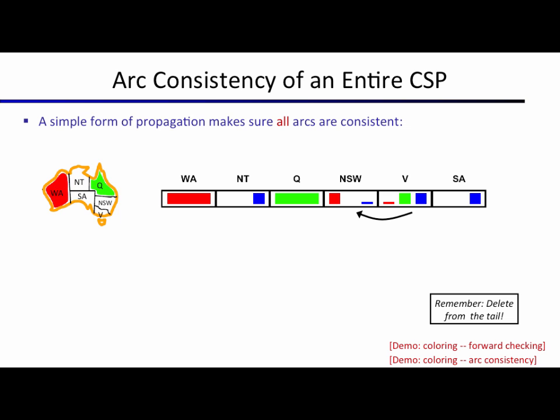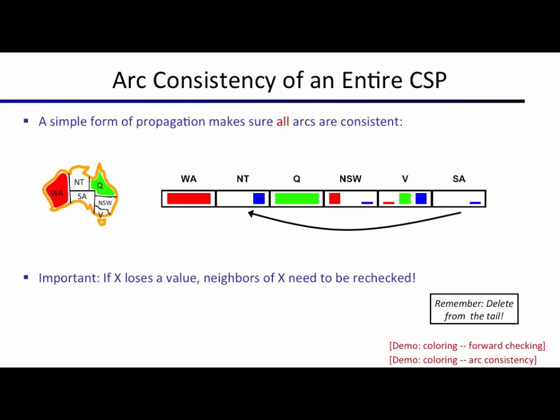What about if I have an arc from the tail to the head, and because of some other thing, I remove something from its head? Is that arc still consistent? Not necessarily. Okay? So what we have to do when we go over these arcs and enforce arc consistency is make sure that if you lose a value from an arc's head, then you check it again. And that's going to be important for the algorithm that actually enforces the entire CSP to be arc consistent.